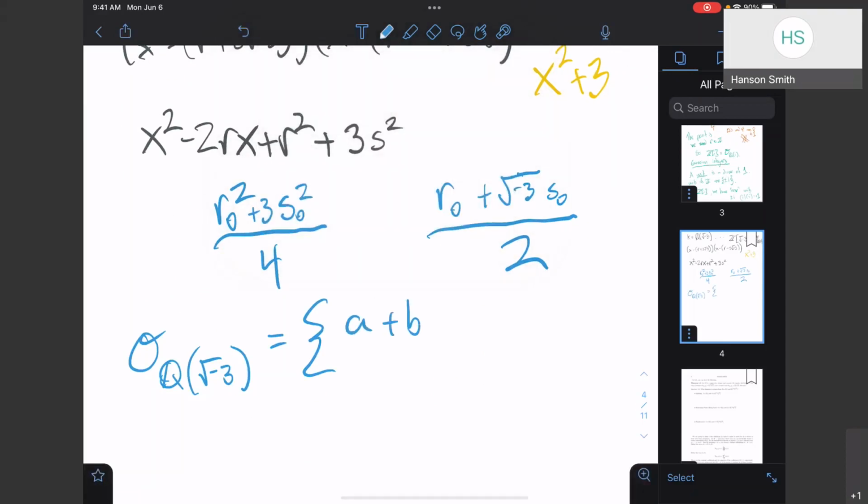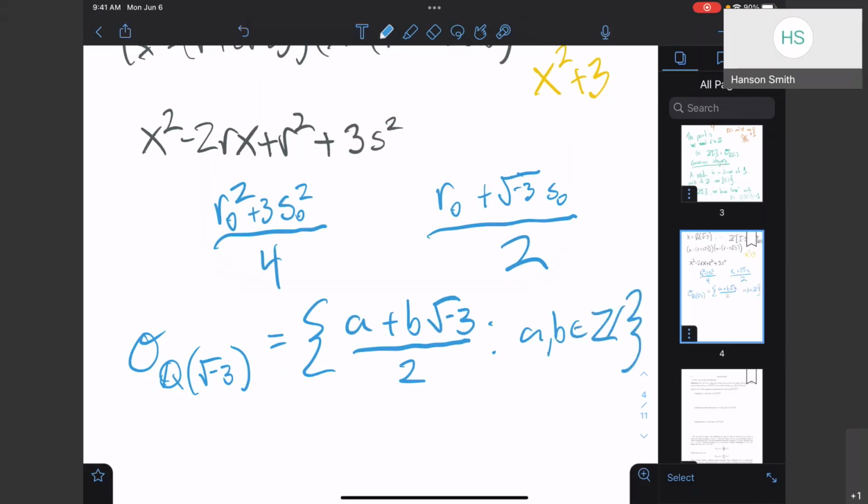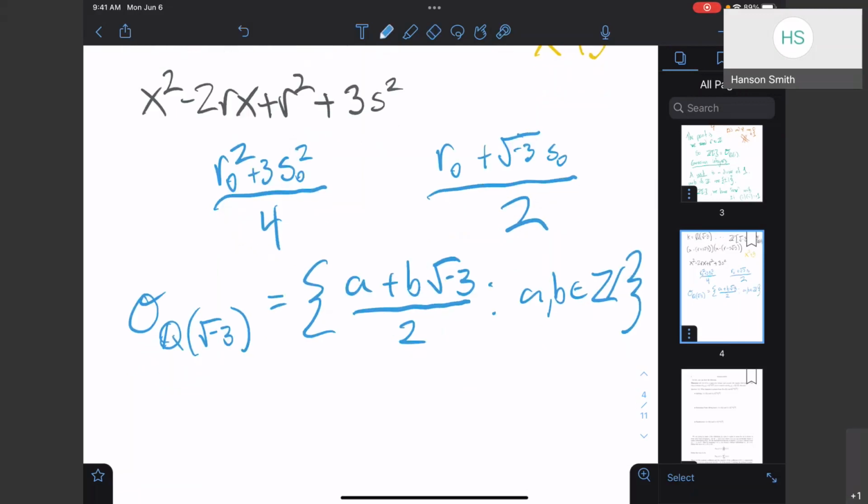A plus b square root of minus 3 over 2, where a and b are normal integers. So we get more stuff because of this square root of minus 3 and the fact that it lets us have a numerator divisible by 4. And the way it turns out, you can actually just write this as Z adjoined 1 plus the square root of minus 3 over 2.